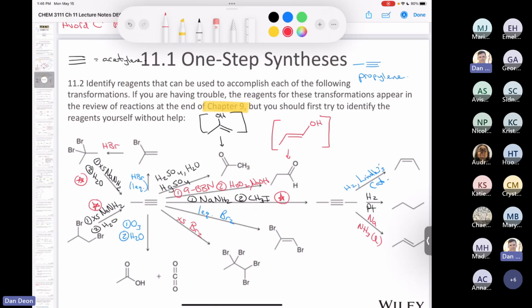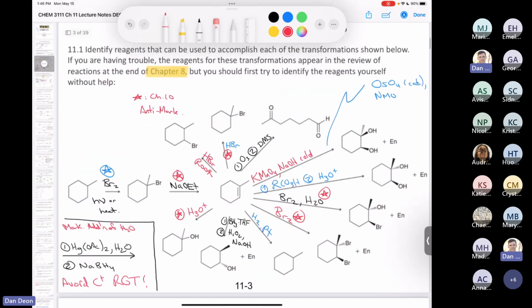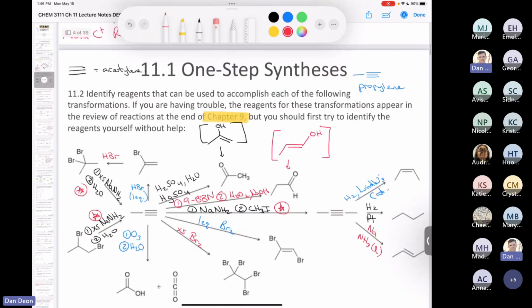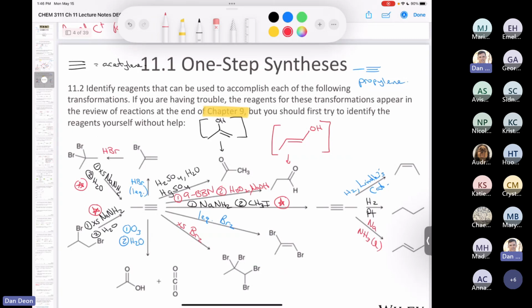So what did we just cover in question 11.1? In 11.2, we covered the chemistry of chapters 8 and 9, or at least we covered the vast majority of it.